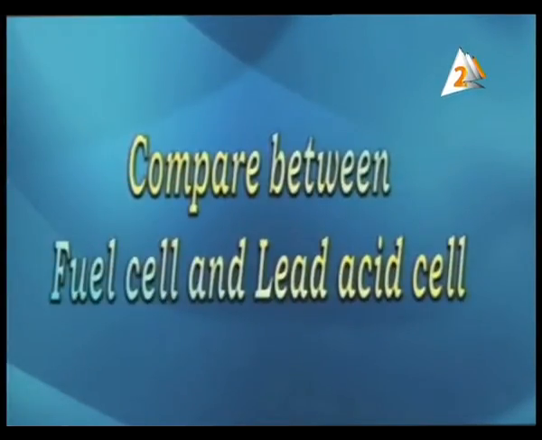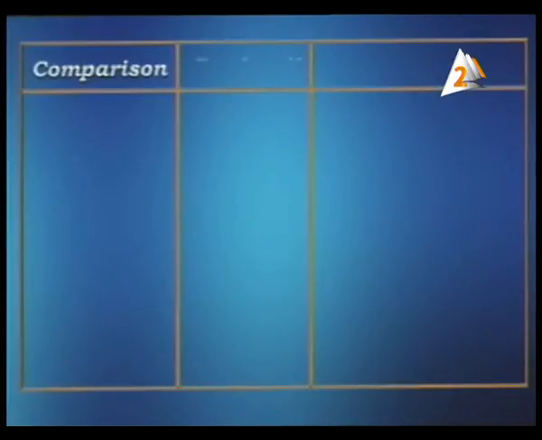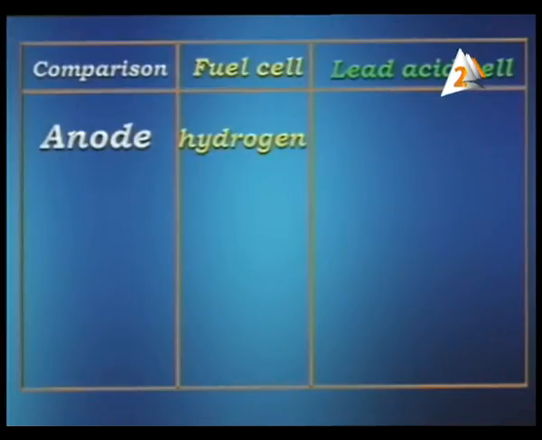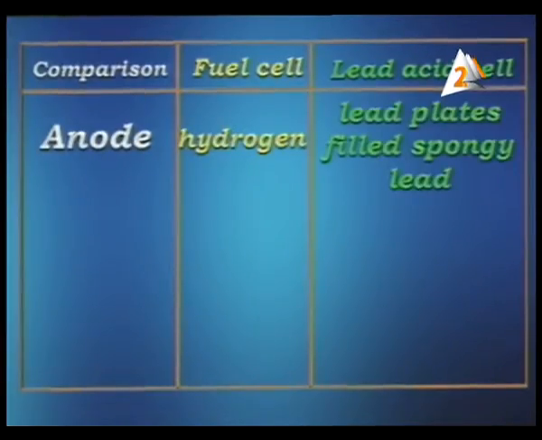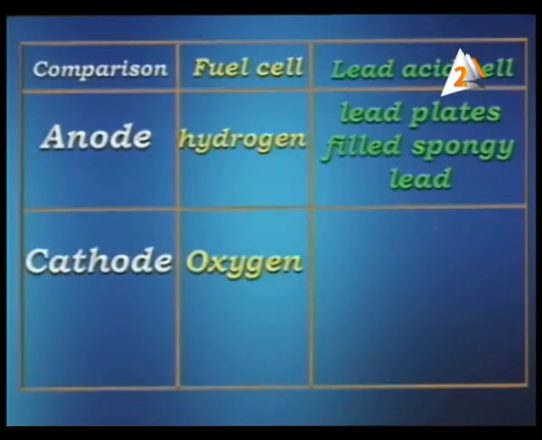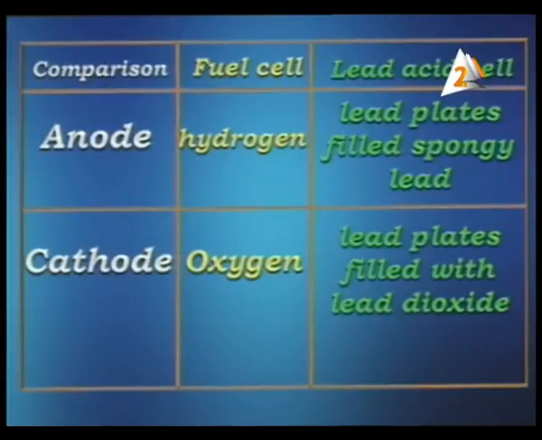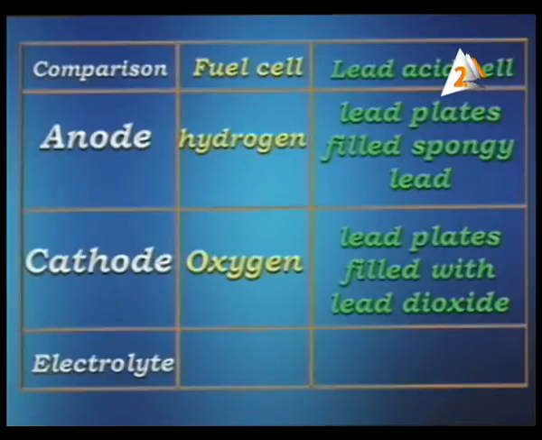The next type of question, compare between fuel cell and lead acid cell. As shown on the screen, the anode in the fuel cell is hydrogen, while in lead acid cell, lead plates filled with spongy lead. The cathode in fuel cell is oxygen, and in lead acid cell, lead plates filled with lead dioxide. And the electrolyte here is KOH, here H2SO4.